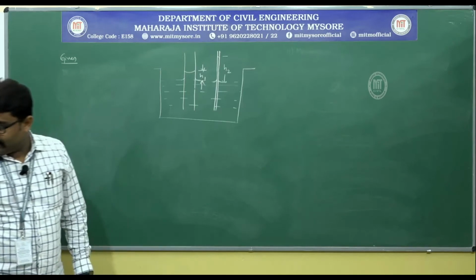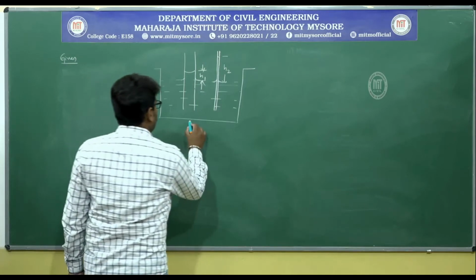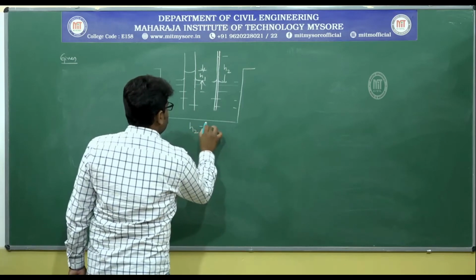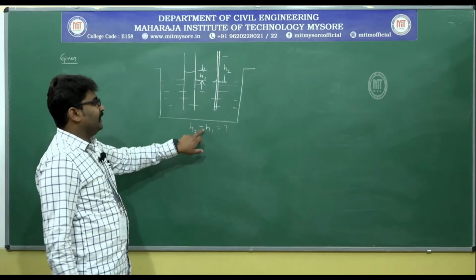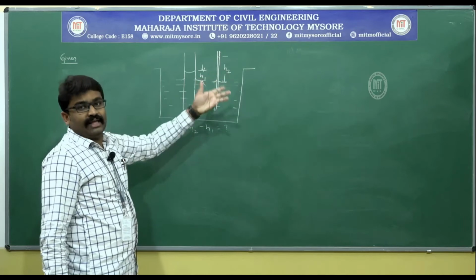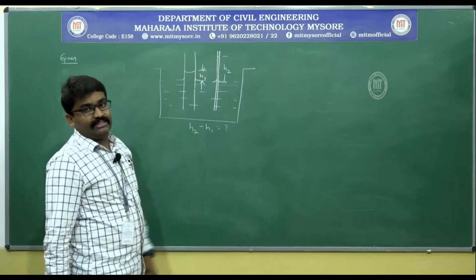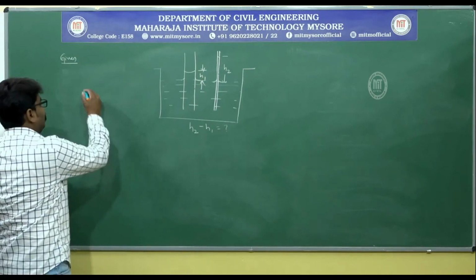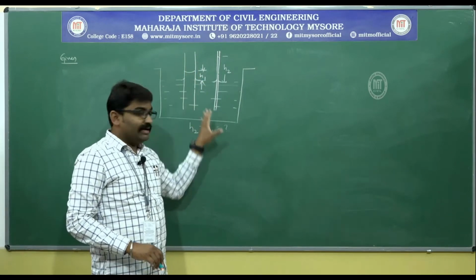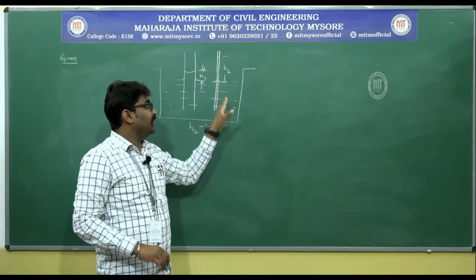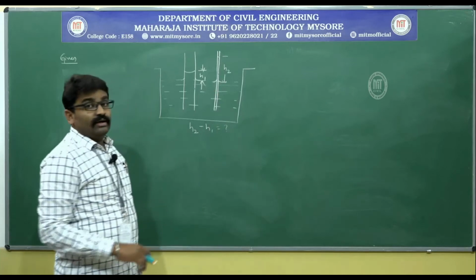What is his question? What needs to be found out? Find the difference in level of liquids. So, his question is H2 minus H1, the difference in levels, or in other terms you can write it as H1 difference H2. Since I know from the diagram that H2 is greater than H1, I have written it as H2 minus H1. So, I will first have to calculate capillary action in the pipe of diameter 20 millimeter, and next I will have to calculate the capillary action in the tube of diameter 2 millimeter.